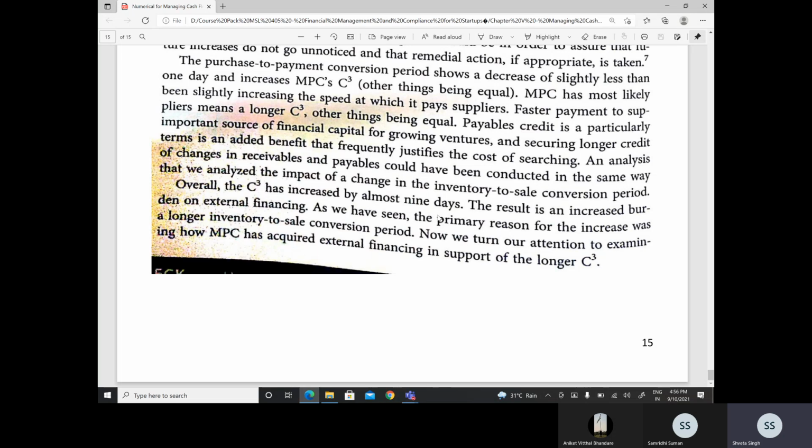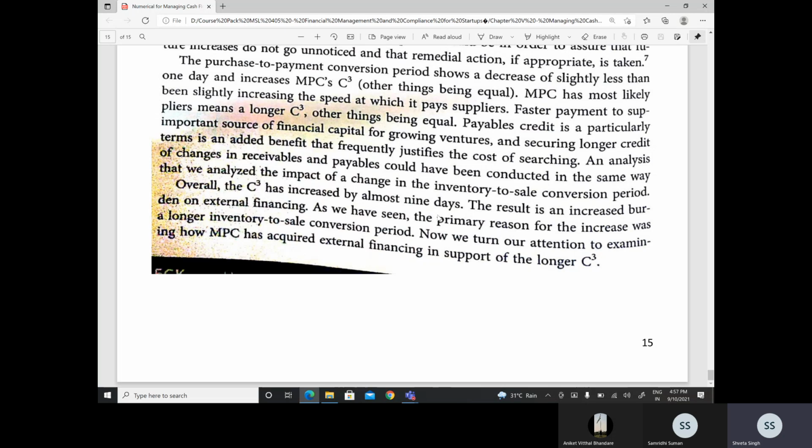So overall, the C3 has increased by almost 9 days. The result is an increased burden on external financing. As we have seen, the primary reason for the increase was a longer inventory to sale conversion period. And now we will turn our attention to see how MPC acquired external financing. So we will not do that, we'll stop here.